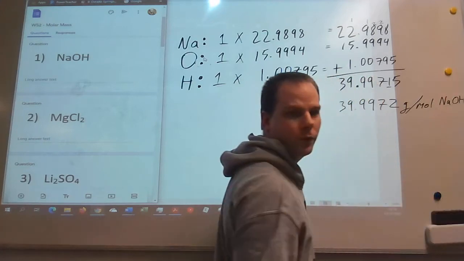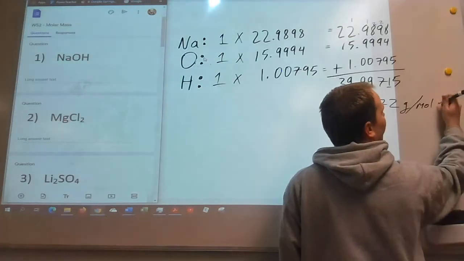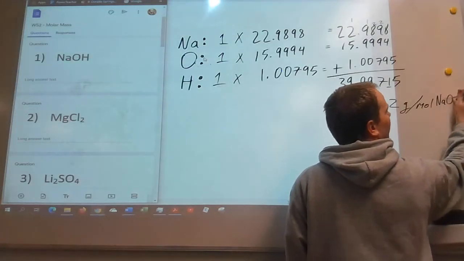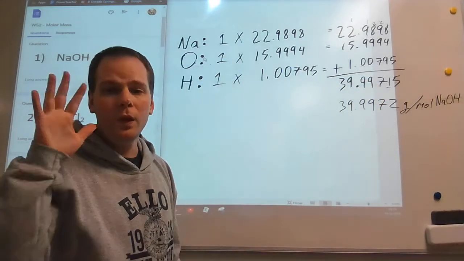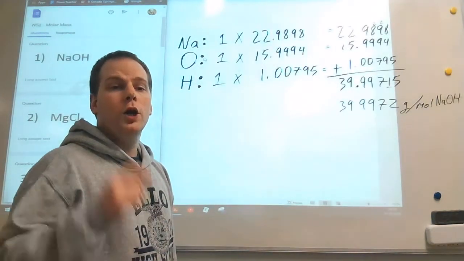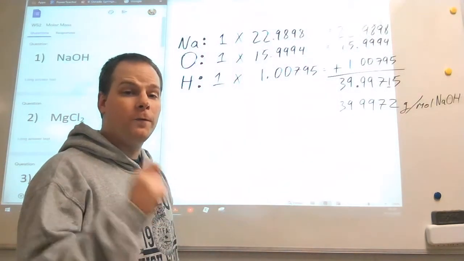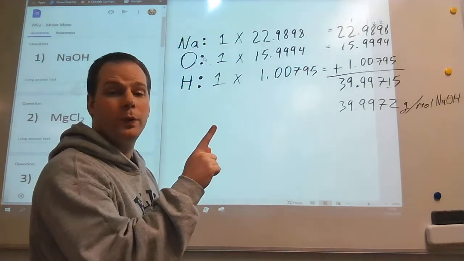NaOH. And that went off the board, didn't it? Oh, just barely not. If I write this smaller, it'll fit. NaOH. Now does it fit? It fits. Okay. Units of molar mass are always grams per mole. You have to add the formula to the end. Okay, so that's a simple one.